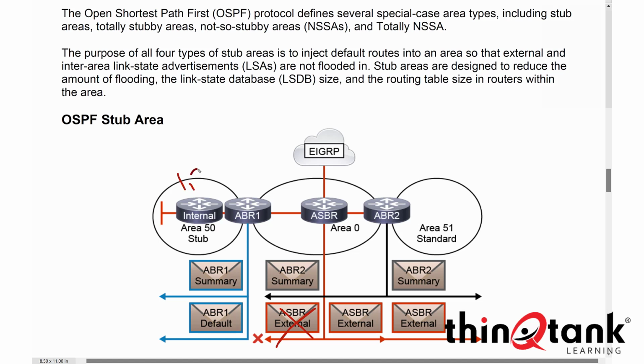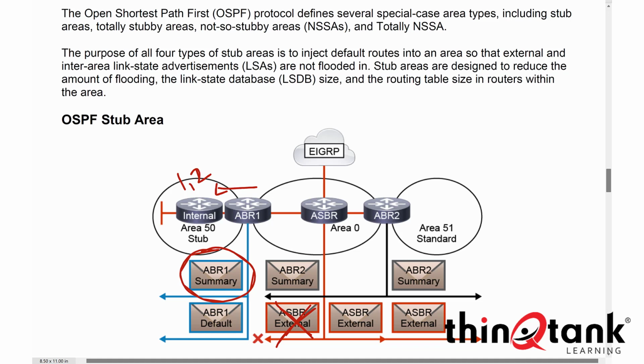We still have our 1s and 2s internally. We still have our type 3s that come in. But type 5s are not allowed. All right. Now, again, the purpose of this is to essentially reduce the size of our databases and reduce the impact of the loss of these links externally on recalculations of the link state or the SPF algorithm in Area 50.